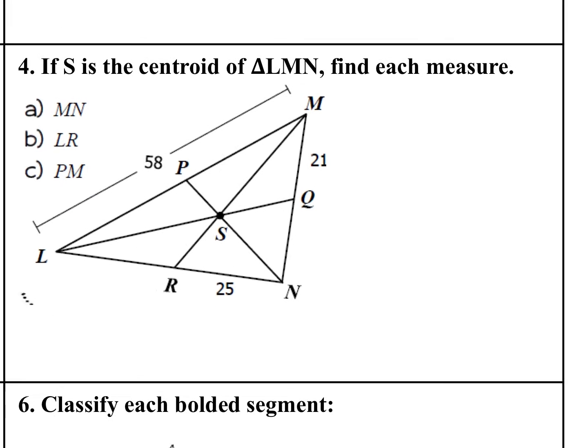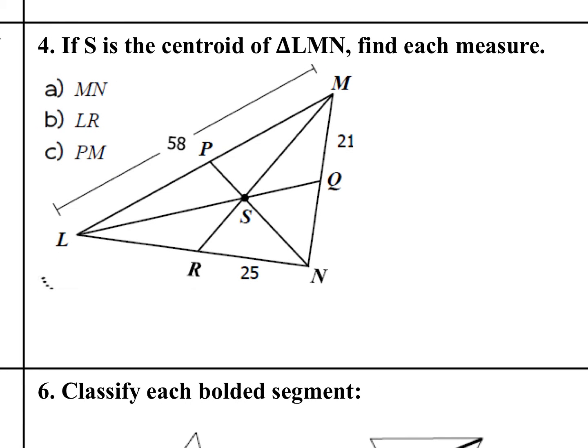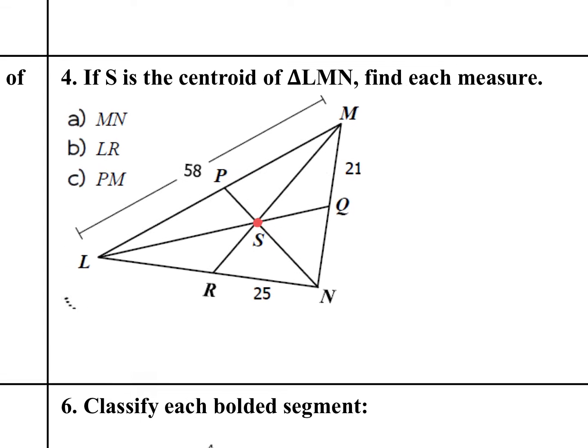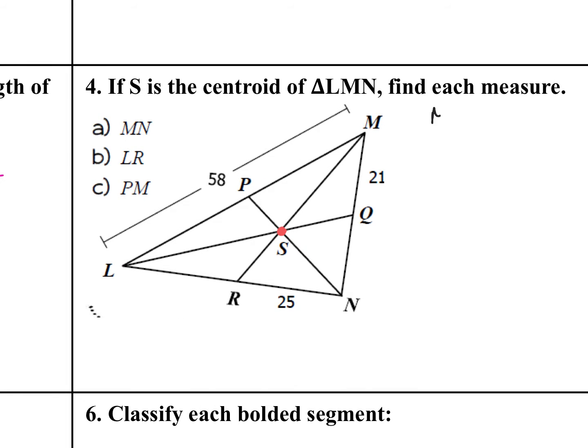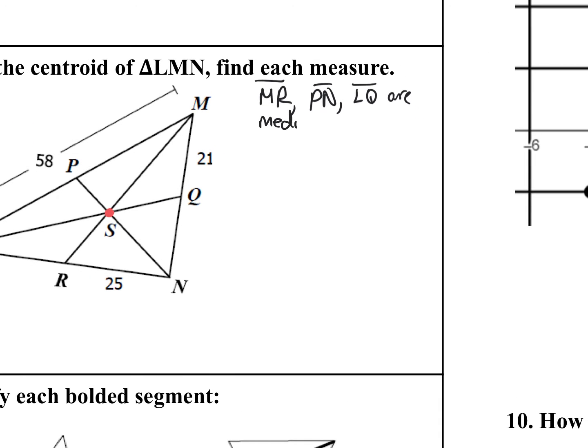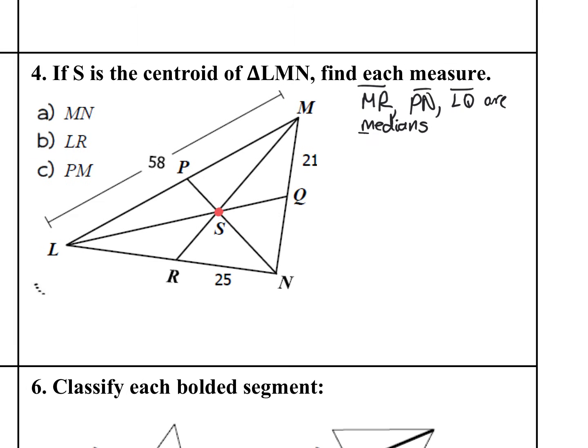All right, let's move on to number 4. S is the centroid of triangle LMN. Find each measure. So since S is a centroid, we can conclude that MR, PN, and LQ are medians, because the medians are the ones that construct the centroid. Therefore, since those segments are medians, the endpoints are a vertex and a midpoint.